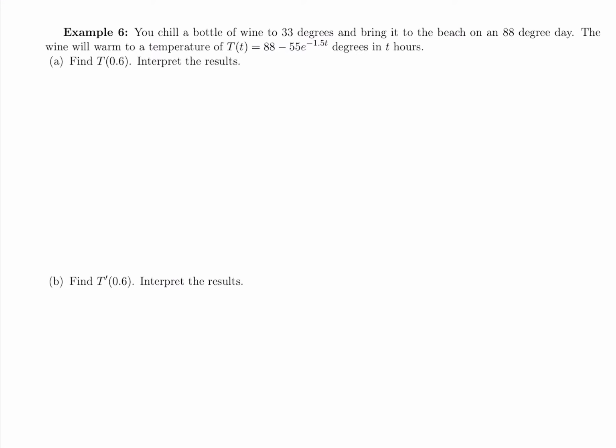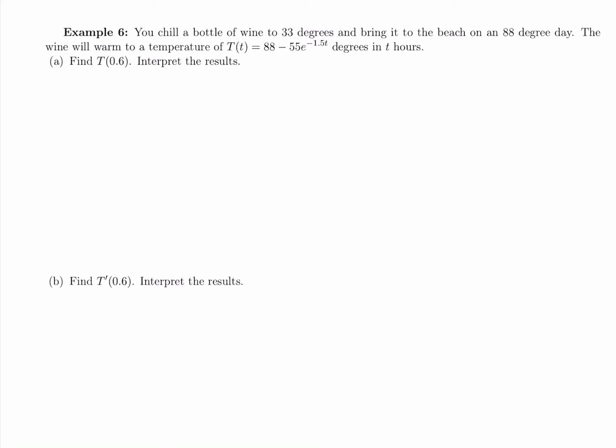Here we have a word problem where we chill a bottle of wine to 33 degrees Fahrenheit and bring it to the beach on an 88-degree day. So that bottle of wine that was 33 degrees, almost freezing cold, is only going to get warmer and warmer. The temperature should be going up as we're sitting there at the beach, unless we drink it really fast.